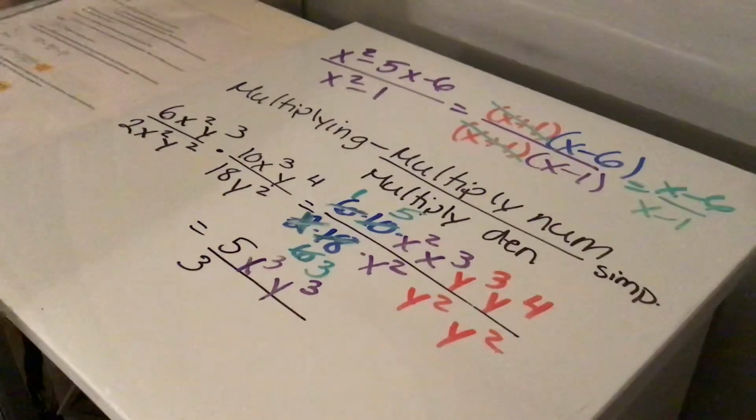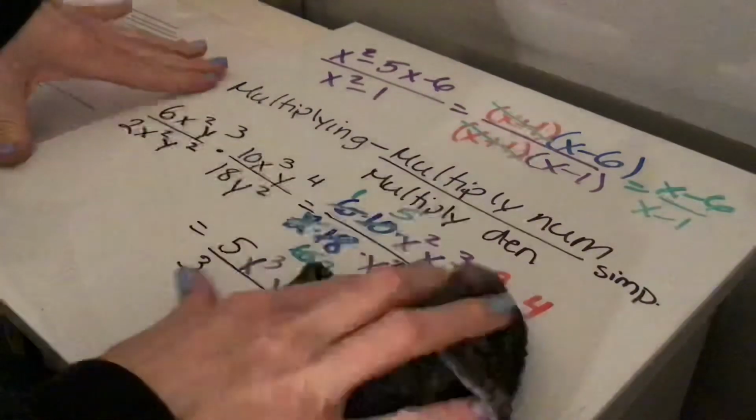Dividing, all you have to do is keep the first and flip the second.